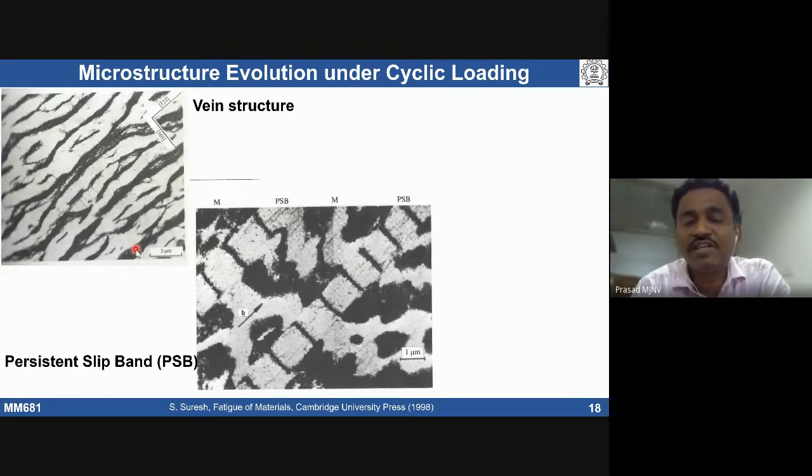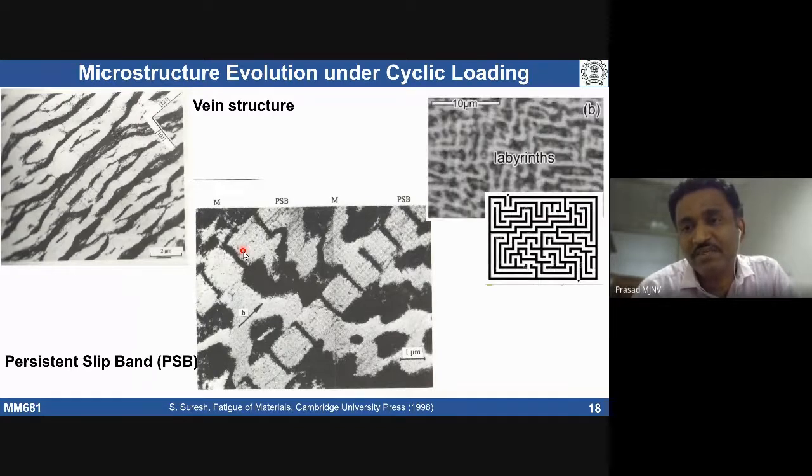If I deform further, to a higher strain, we see formation of persistent slip bands. When you say persistent slip band, what you are seeing is bands free of dislocations. These bands look exactly like parallel bands. They will have a very low dislocation density compared to the adjacent region, because under cyclic loading conditions recovery is going to take place. That can lead to annihilation of the dislocations in certain bands. Those bands are called persistent slip bands.